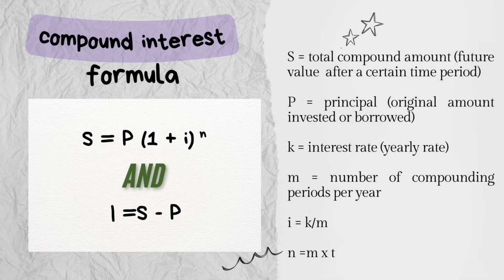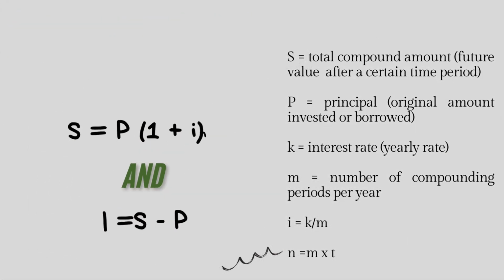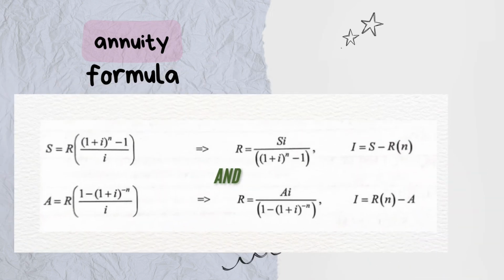Compound interest has two formulas. First is S equals P multiply (1 plus i) to the power of n, and the second is I equals S minus P. For annuity, we have four formulas. The first is S equals R multiply ((1 plus i) to the power of n minus 1) over i. The second is A equals R multiply (1 minus (1 plus i) to the negative power of n) over i. The third is I equals S minus R multiplied by n. And the last one is I equals R multiplied by n minus A.